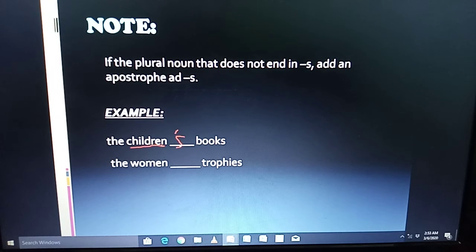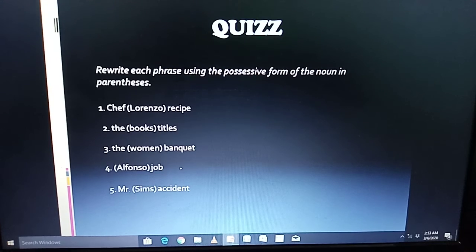Another example, the women blank trophies. So the same thing with the first example. Women is already a plural but it does not end with s. So what we're going to do is we add apostrophe then s. So let's have a quiz. Rewrite each phrase using the possessive form of the noun in parentheses. So you can pause this video in order to answer it.